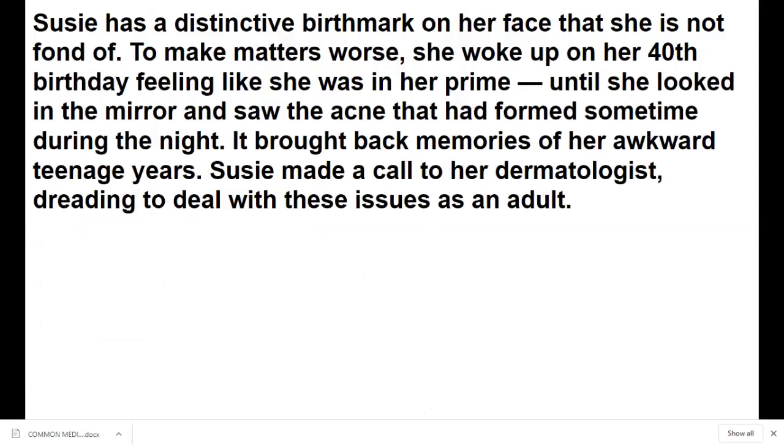Susie has a distinctive birthmark on her face that she is not fond of. To make matters worse, she woke up on her 40th birthday feeling like she was in her prime until she looked in the mirror and saw the acne that had formed sometime during the night. It brought back memories of her awkward teenage years. Susie made a call to her dermatologist, dreading to deal with these issues as an adult.